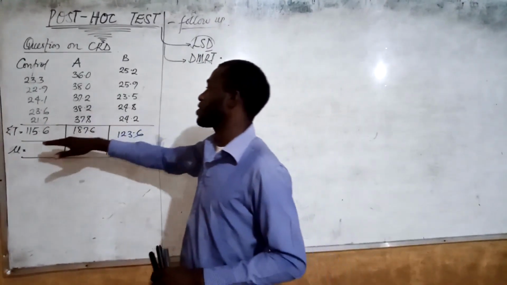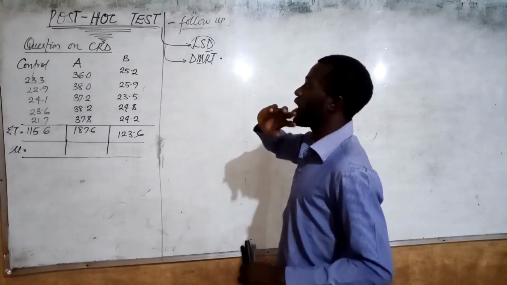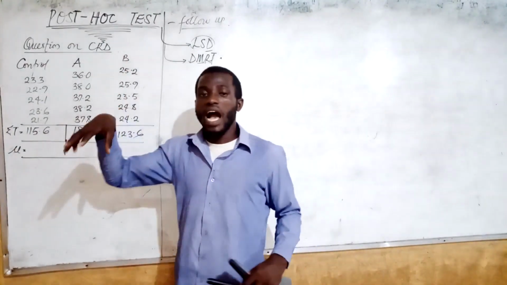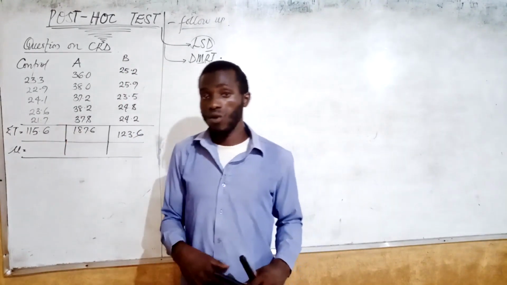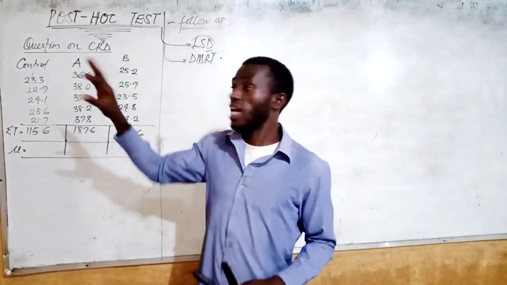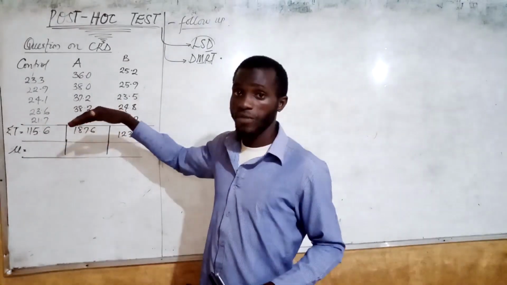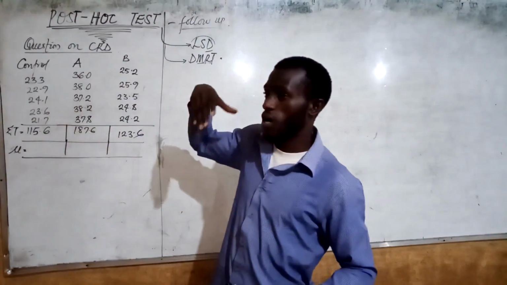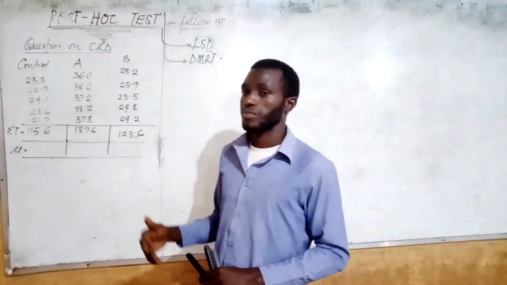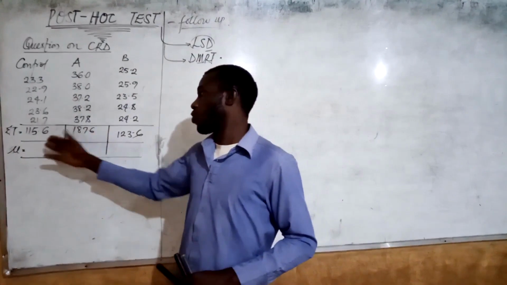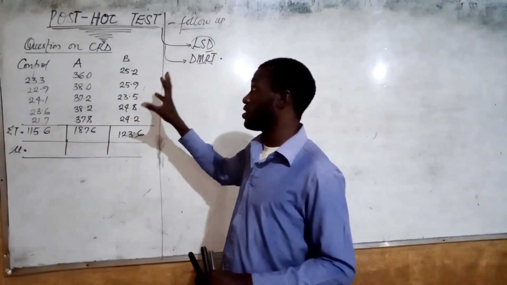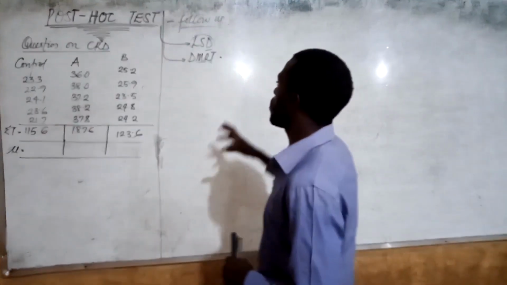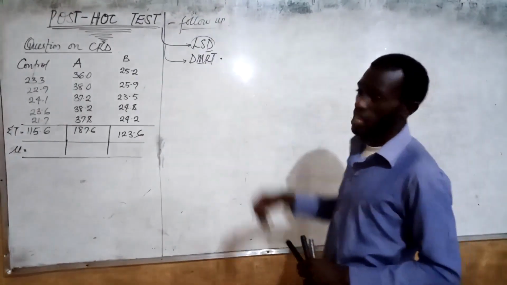I'm going to be using DMRT as a post hoc test for this question. If you don't know where this question comes from, I've linked the video in the description below, where we first analyzed this question using one-way ANOVA, and we got F count to be greater than F tab, which means that one of the means, or two, or all three means are significantly different from each other. Alright, so I'm going to be using the DMRT.